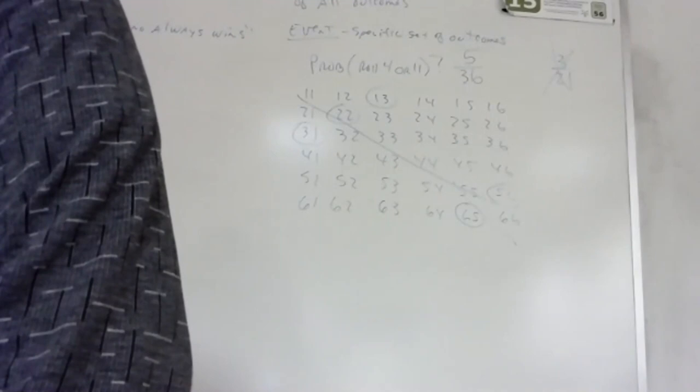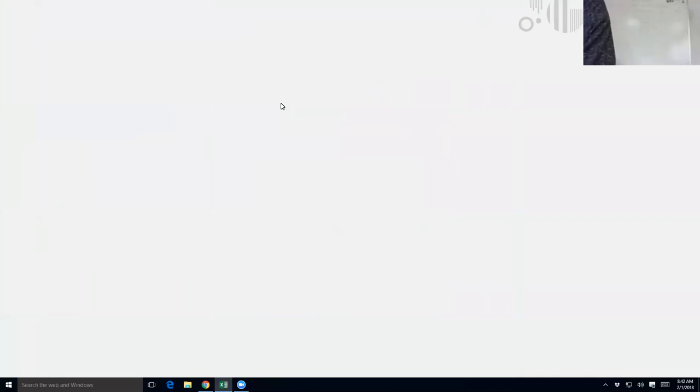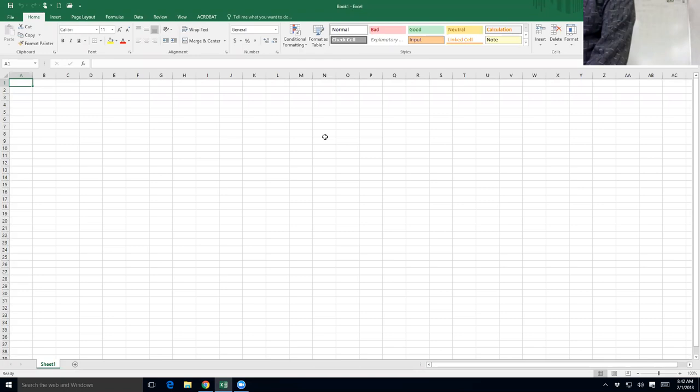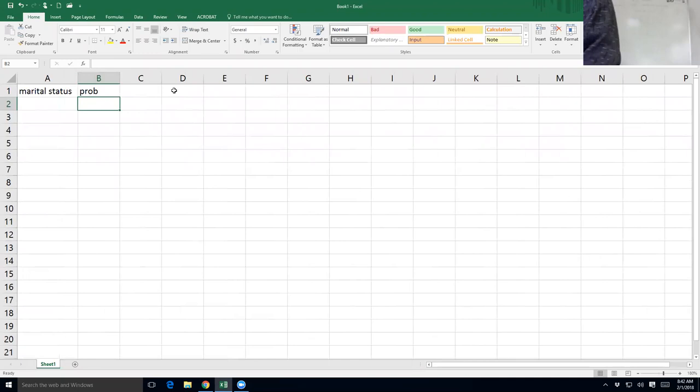Let me pull up a quick Excel thing here. We're going to talk a little bit about empirical probabilities. And I'm going to share my screen. Okay, let's say that the census says we've got marital status and we've got probability. So this is according to the census. This is a woman aged 25 to 29, according to the census. I don't know what year, you can pick a year. So we've got the never marrieds. We've got the married. We've got the widowed. We've got the divorced.